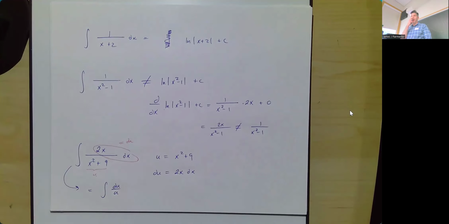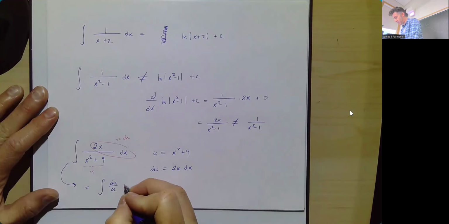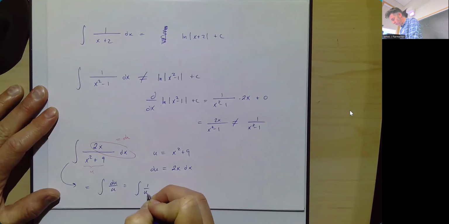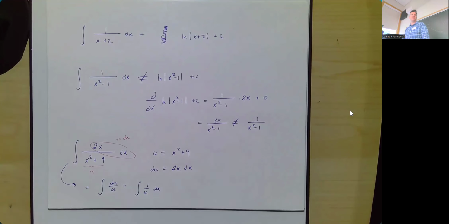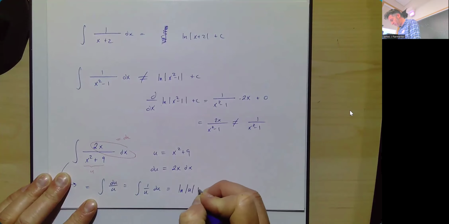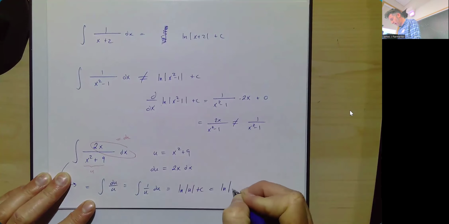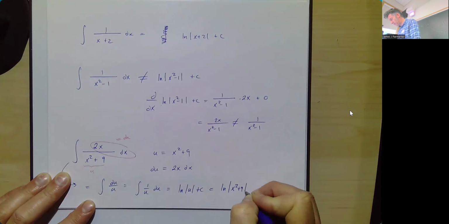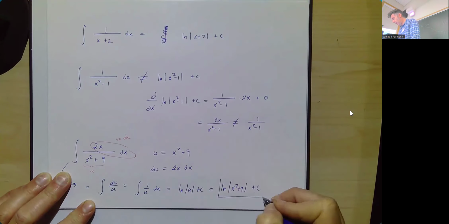A lot of people will write it that way. It's certainly fine. I like to rewrite it as 1 over u du in my integral, just because for me, it's easier to see what's happening there. Then would you be like, oh, this is the natural log of that? Yes, for sure. The antiderivative of 1 over u is for sure the natural log of the absolute value of u, which is going to be the natural log of the absolute value of x squared plus 9 plus c.